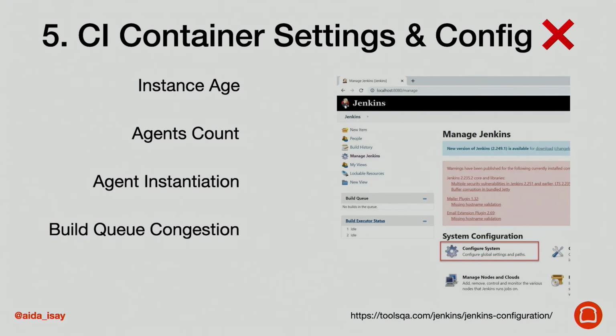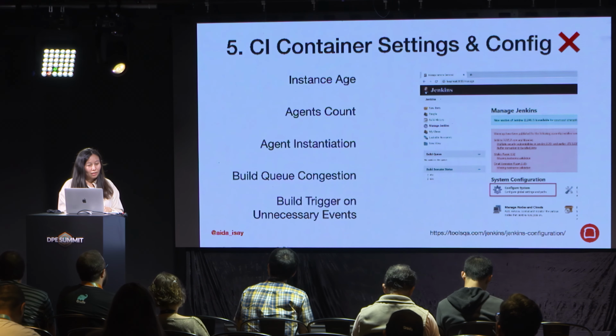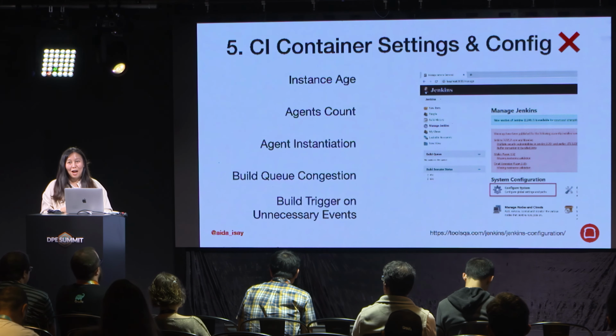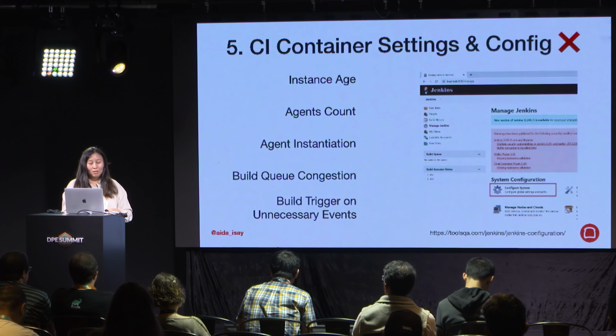We also had a lot of build queue congestion. No wonder, because we don't have enough agents to begin with, right? So you can imagine we would have a lot of build queue. But what didn't help that build queue is that we would trigger builds for unnecessary events. For example, let's say in the PR, you change your PR description or PR title, it would kick off another build and put it in the queue all over again. So our build queue was congested dramatically.